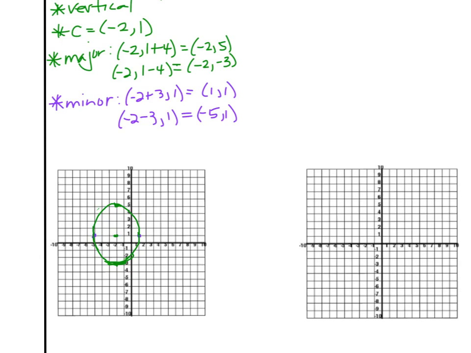And your ellipse should look something like this. It should look a little bit taller than it is wider. And I think we'll stop here and finish the rest of our notes in class.